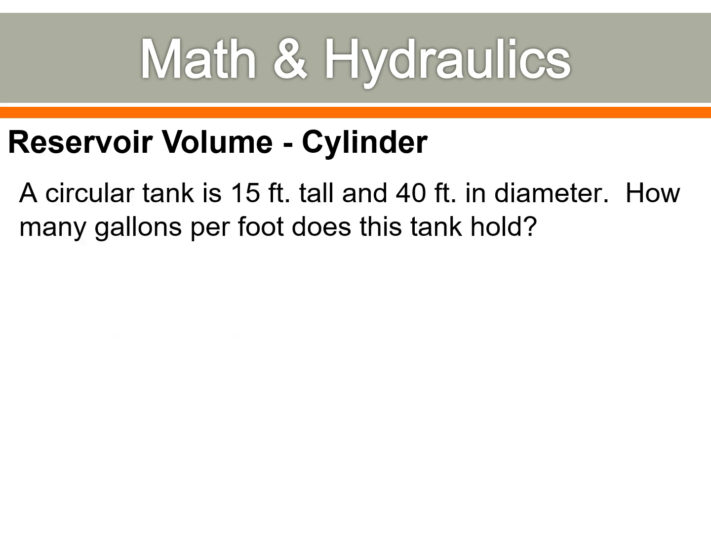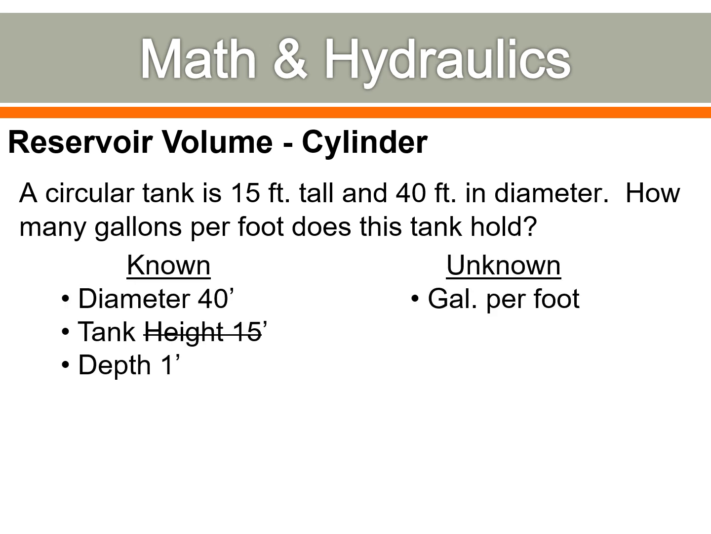All right, if you wish to do so, you could try solving these for yourself before I give you the answer, but if you're going to just follow along, then let's get going. A cylindrical or circular tank is 15 feet tall and 40 feet in diameter. How many gallons per foot does this tank hold? So what do we know about this problem? We know that it is 40 feet in diameter. We know that we are only trying to solve for 1 foot of this tank. So that would mean that the height of this tank being 15 feet tall is irrelevant. The unknown that we are actually trying to solve for, though, is how many gallons per foot.